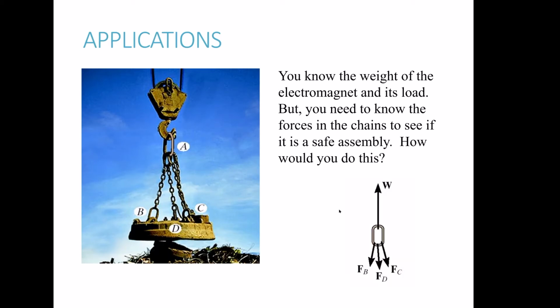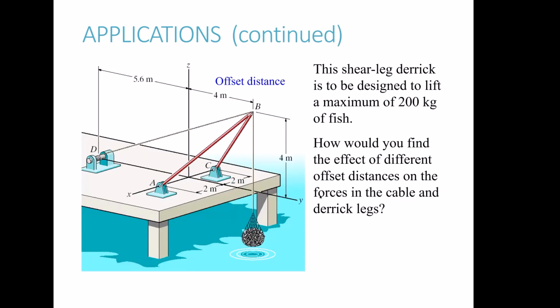All right. So here's the example. You have some force acting up on the ring, pulling the ring up, which you can essentially represent by this hook pulling up on it, and then the 3 cables. Okay, so here's an example now. This one's designed to lift 200 kilograms of fish. How would you find the effect of different offset distances on the force of the cables in the derrick legs?